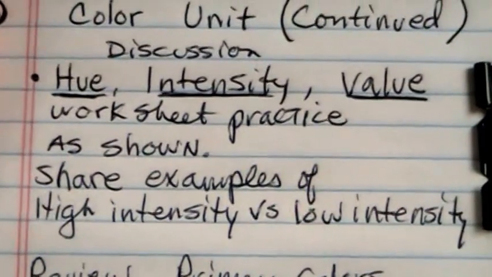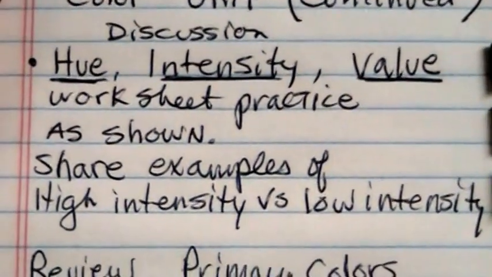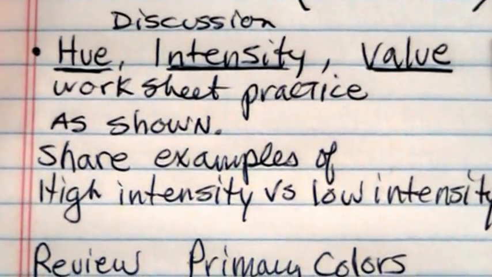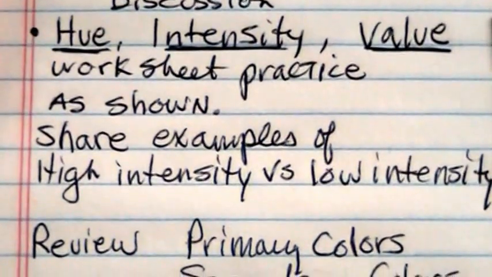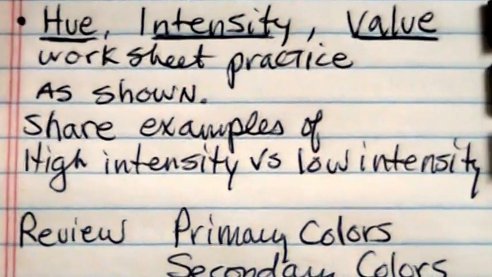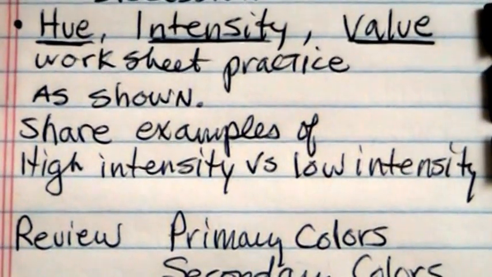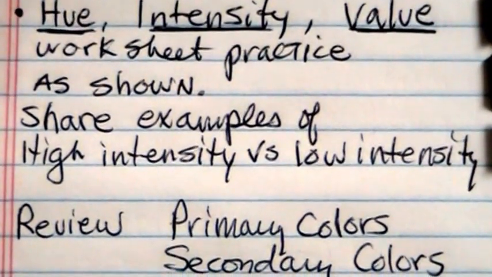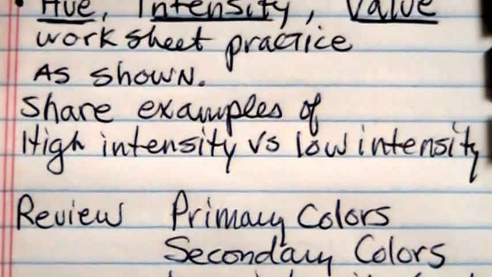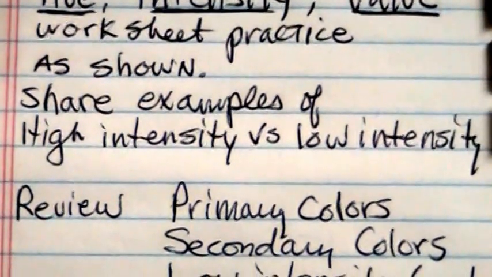Okay, so again, we're on day 30, and we talked about hue, intensity, value. We're going to do a worksheet practice. I'm going to show you what that was, and we shared examples around the room. Everyone participated with high intensity of a color and its opposite, which would be low intensity. So we talked about high intensity and low intensity colors.